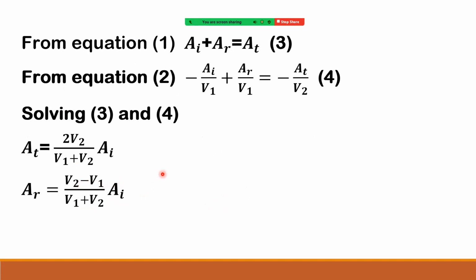If you take the second case, traveling from rarer to denser medium, then we get v1 minus v2 here. So these are the results which we have to keep in mind. And this is a question asked in the previous IIT long back, when it was a subject.